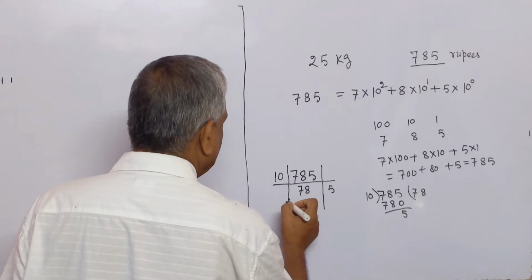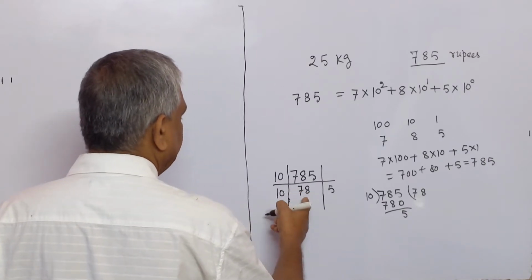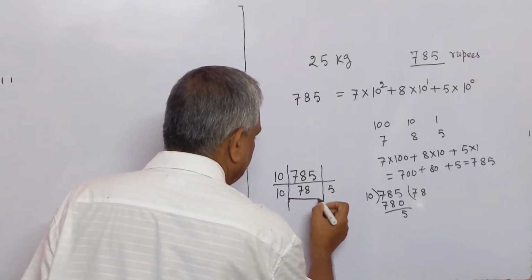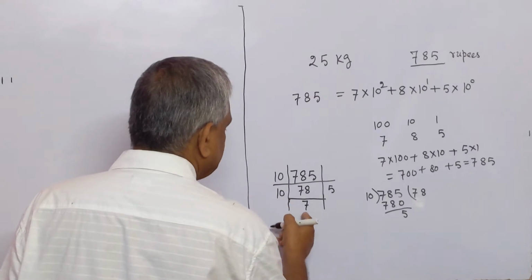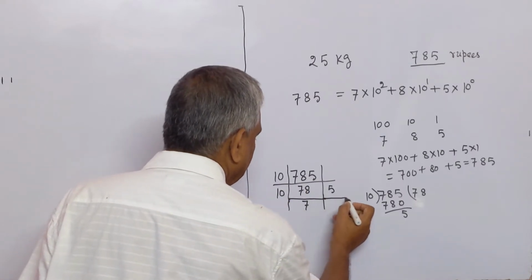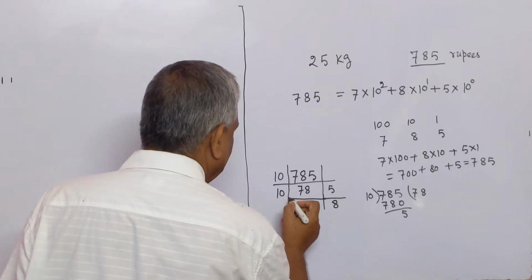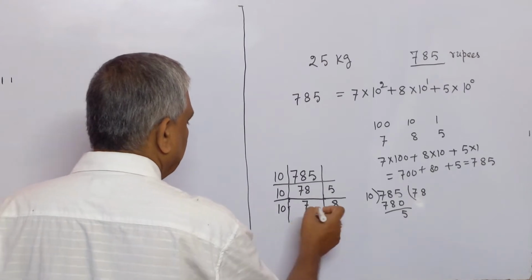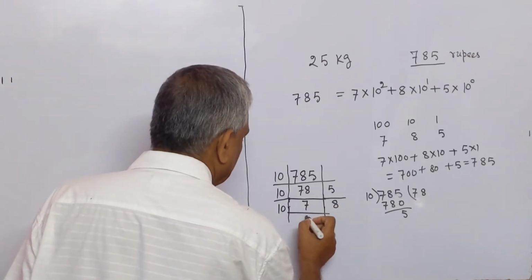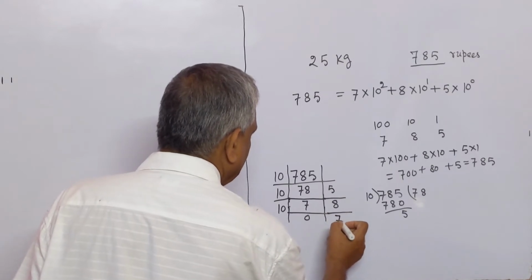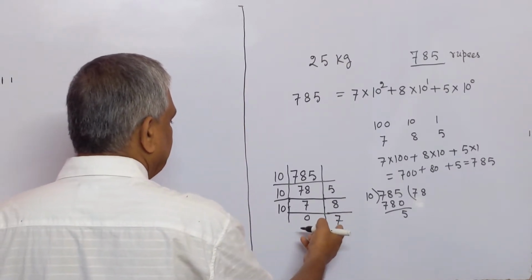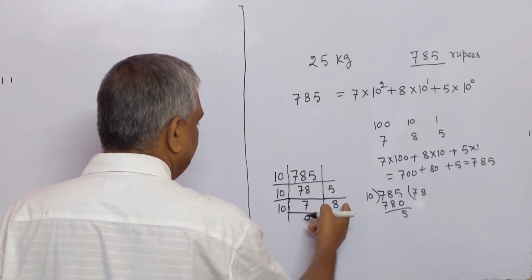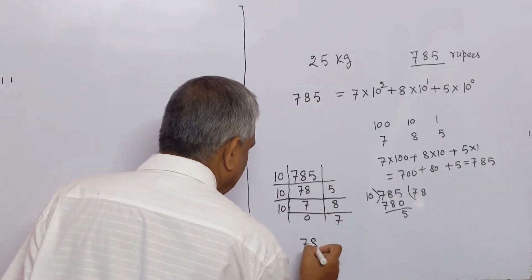Again we divide this number 78 by 10. We get quotient 7, 10 sevens are 70 and remainder is 8. Again we divide this 7 by 10. We get quotient 0 and remainder 7. So we get this 785. We write the number from below, 785.